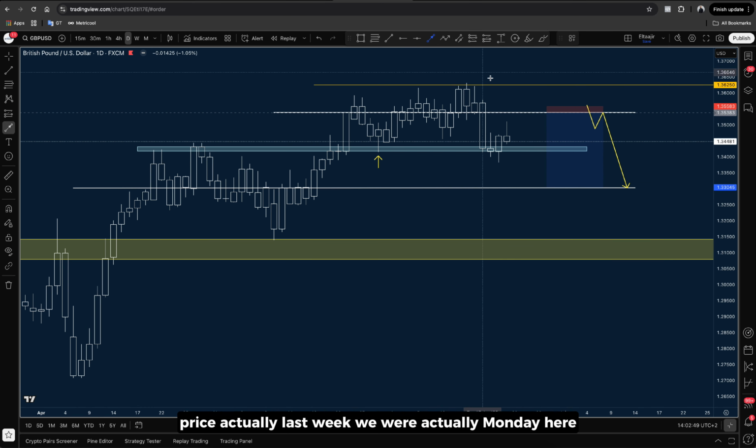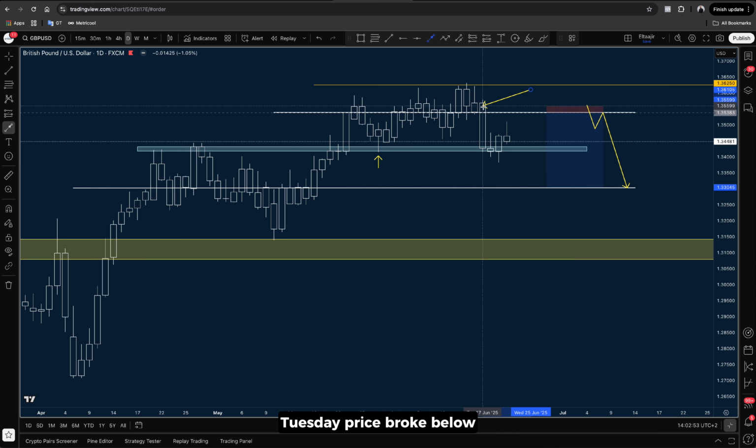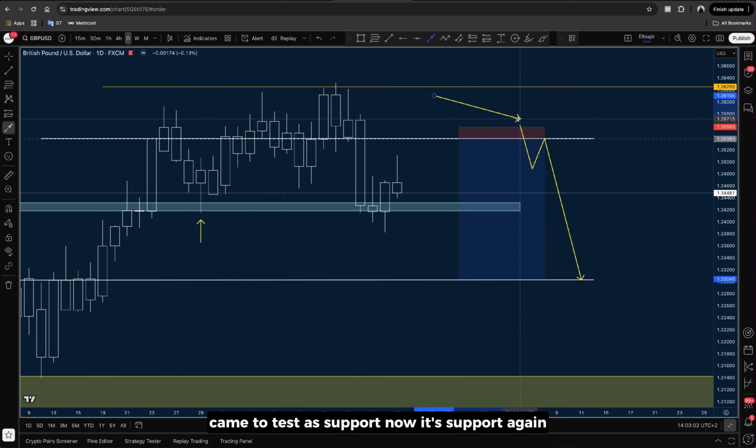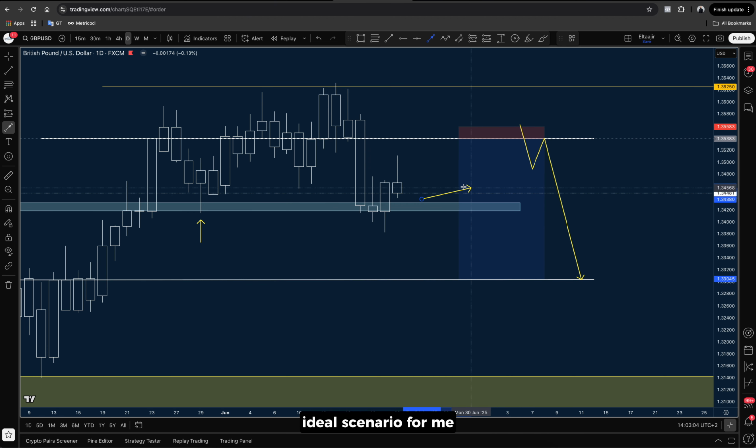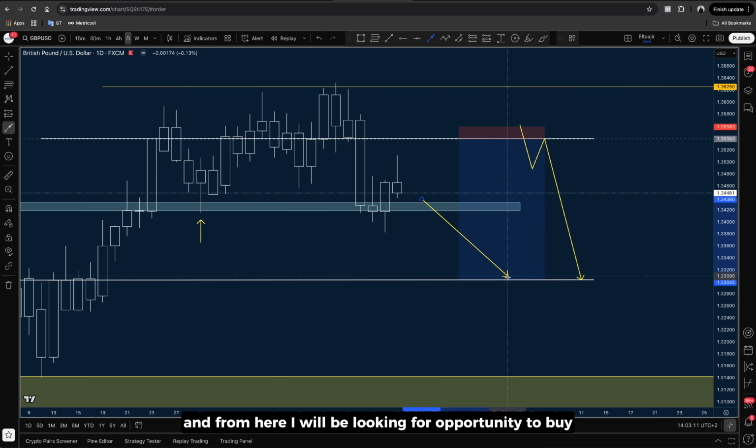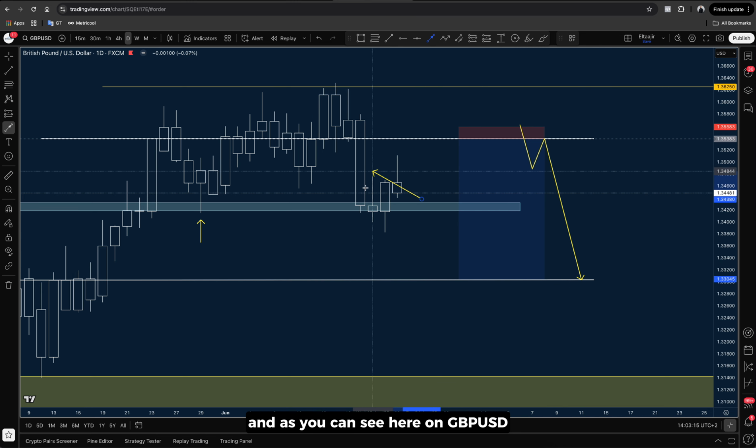Price actually, last week we were on Monday here. Tuesday, price broke below, came to that level, which is again in gray. You can see resistance, resistance, resistance. Price broke above, came to retest as support. Now it's support again. Ideal scenario for me is when the price comes from here up to that level, and then from here I will be selling all the way down to here, and from here I will be looking for an opportunity to buy.